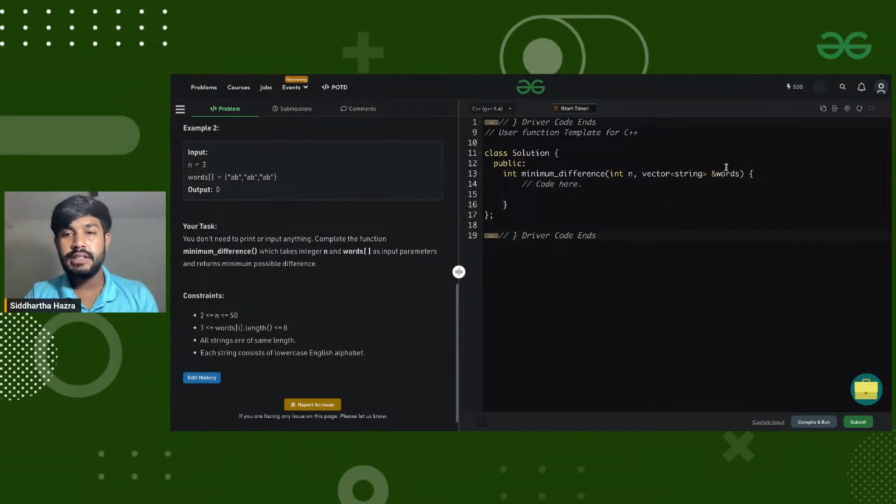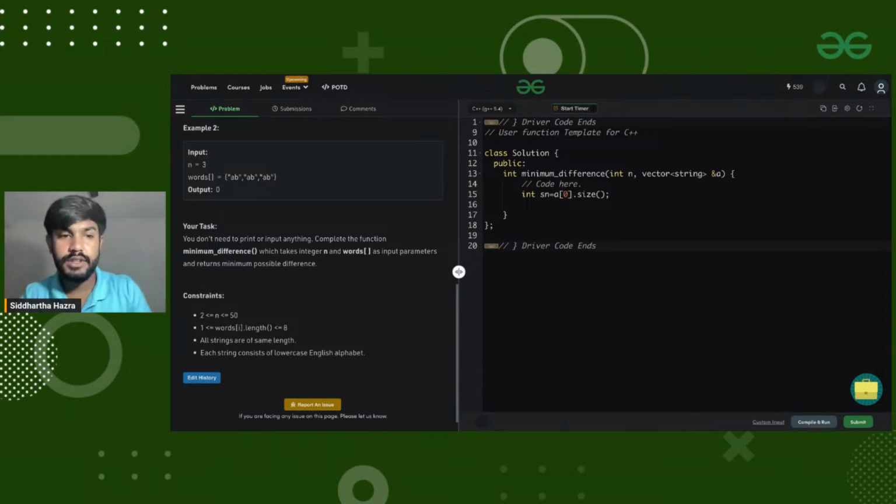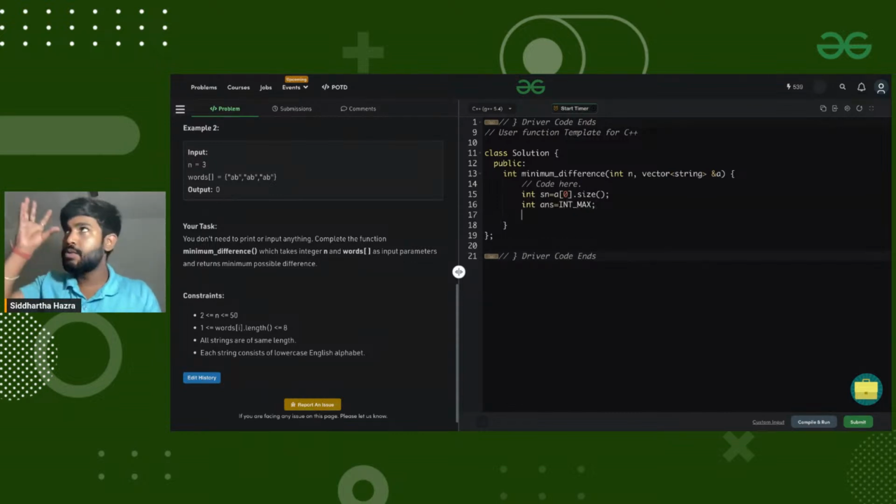I'm a very lazy person, as told. I would make this as A itself. As all the lengths of the strings are the same, I would say S of n is equal to A of 0 dot size itself. I would take out the size of the very first string and it would be the same for the rest of the strings. I would initialize a very big answer, and this would be the global answer.